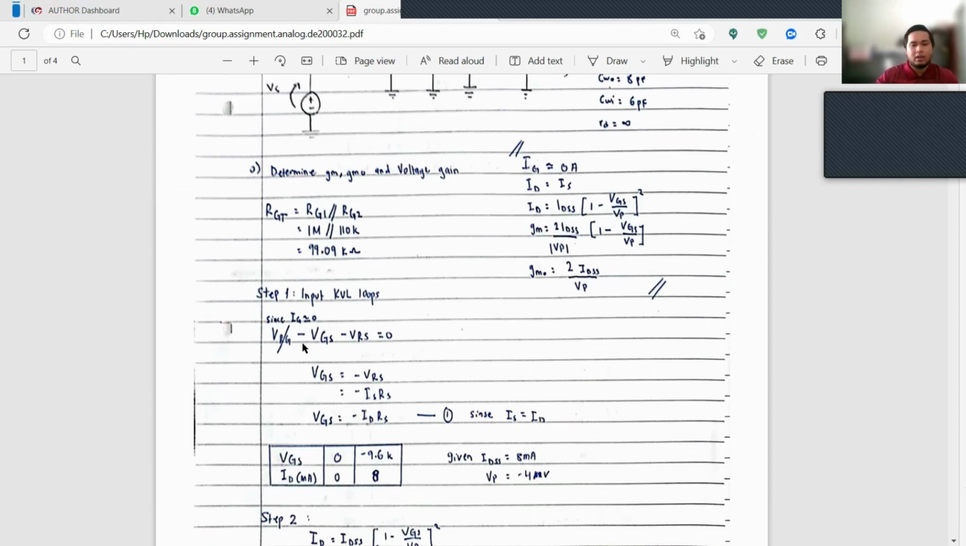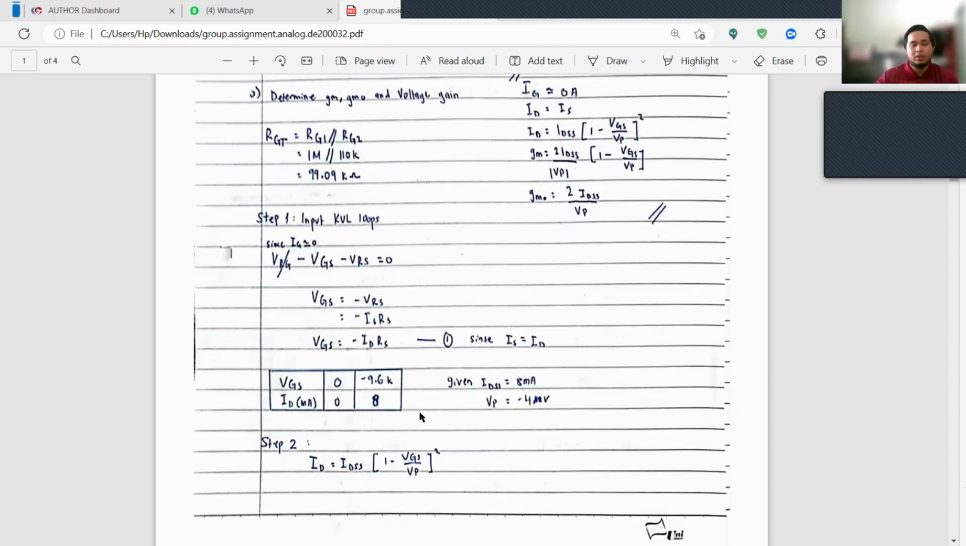For step 1, input KVL loops. Since VRG minus VGS minus VRS equals 0, and since IG equals 0, so VRG equals 0. So bring VRS to the right side. So VGS equals minus VRS. Negative VRS equals negative ISRS. And since IS equals ID, ISRS equals IDRS, negative IDRS.